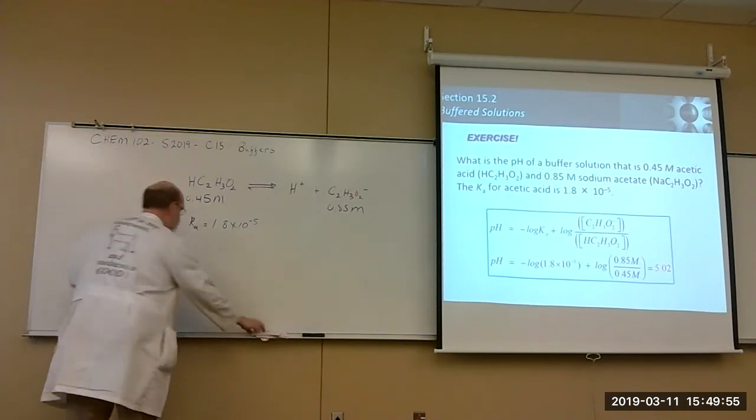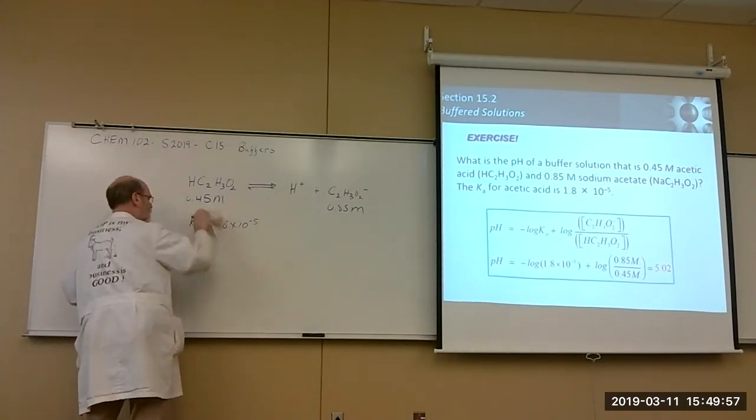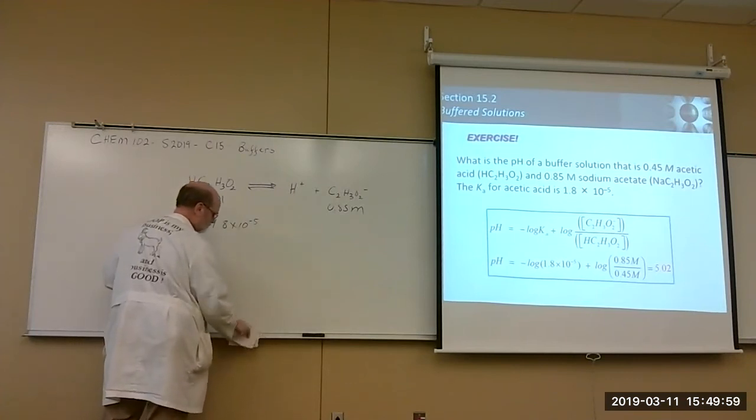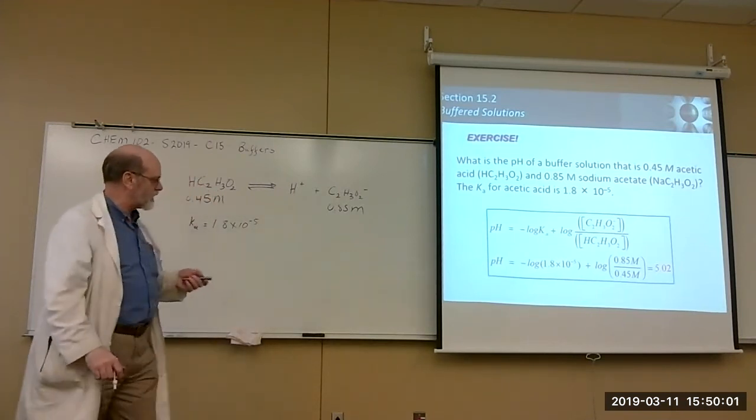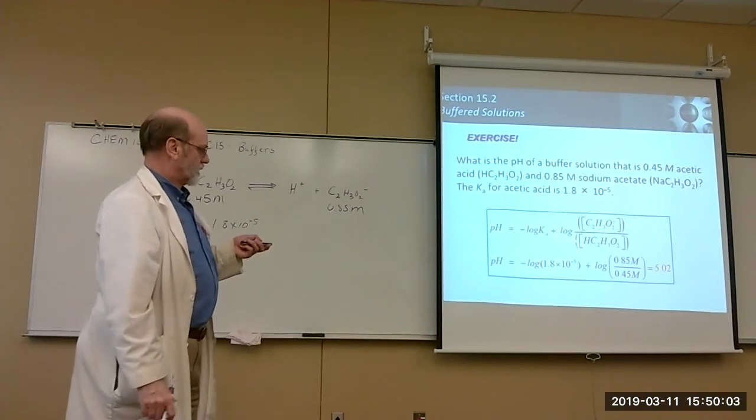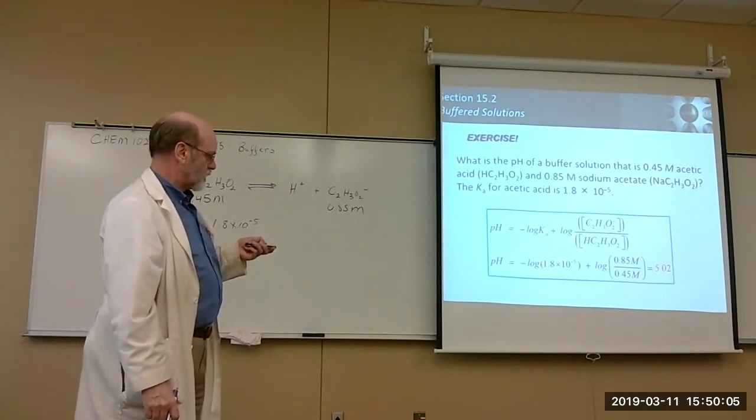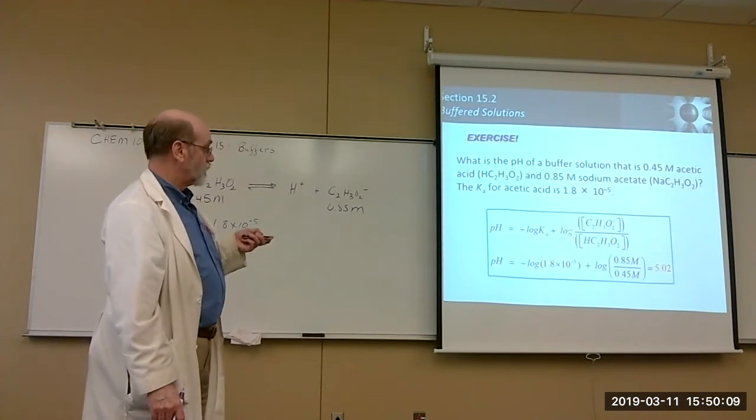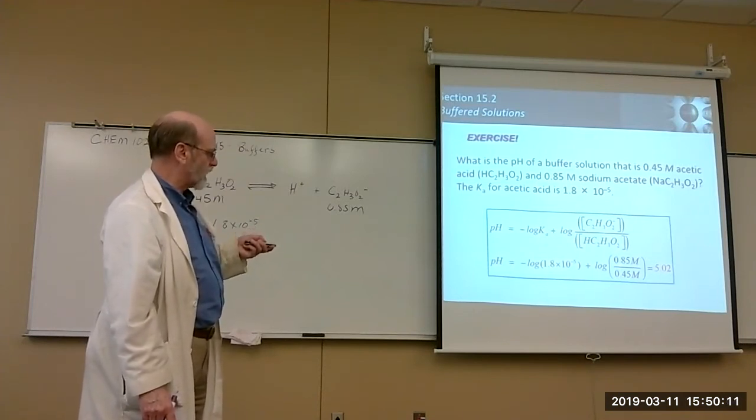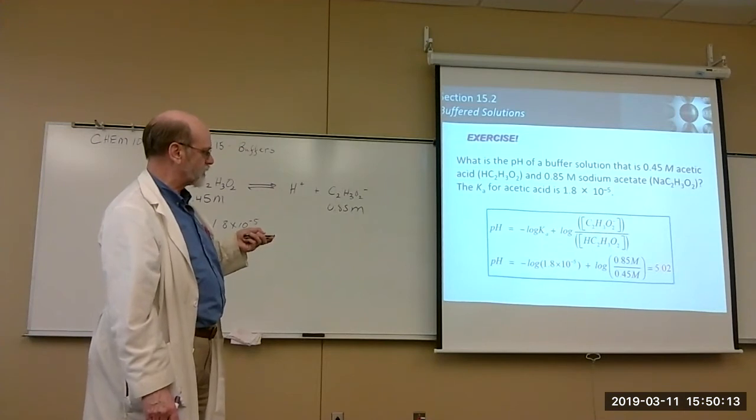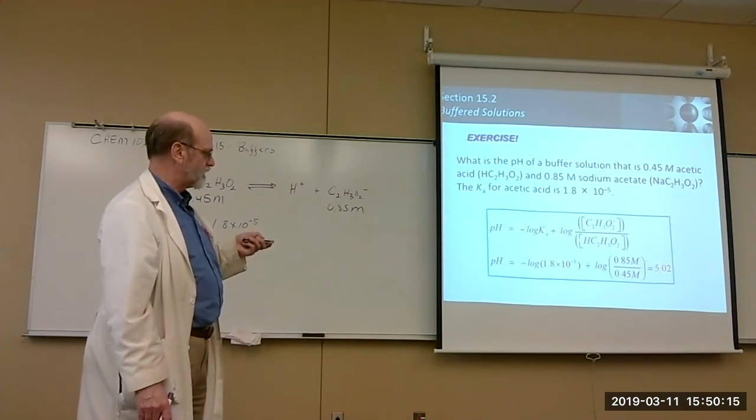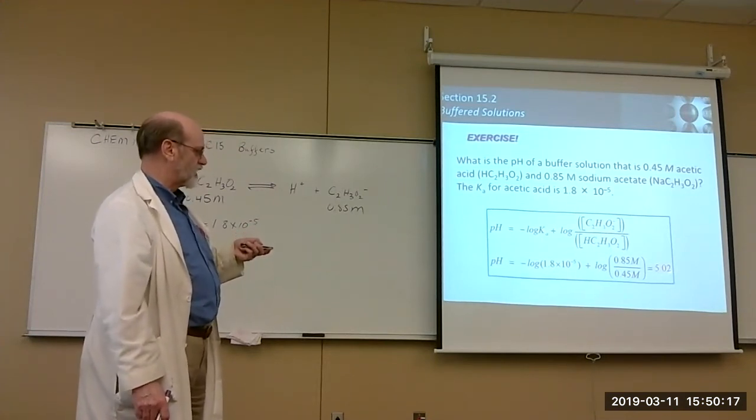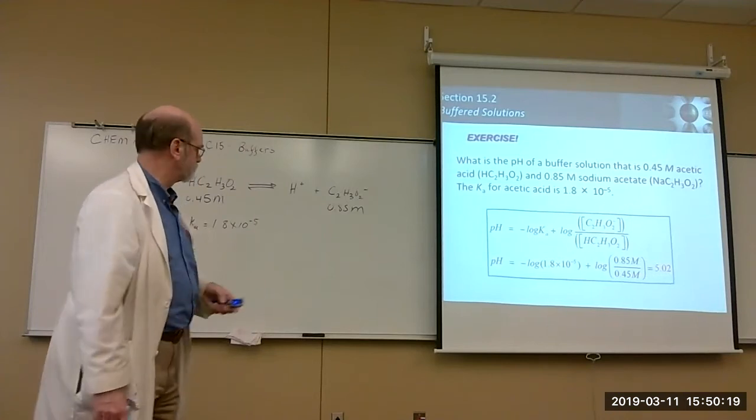All we have to do is use Henderson-Hasselbalch. Substitute these values in there. We know this one is the Ka value. We know this concentration is 0.85 because that's derived from sodium acetate, and this is from acetic acid, and the pH should be 5.02.